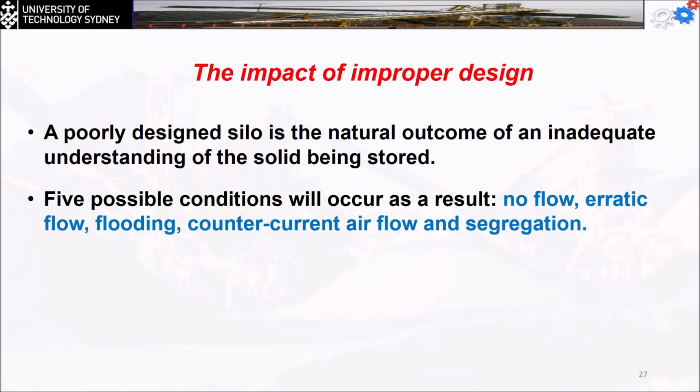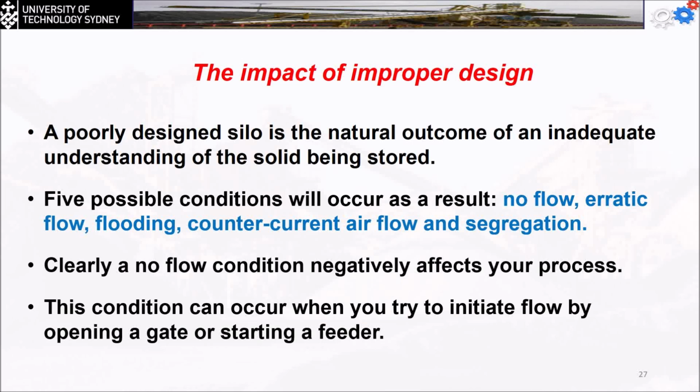First, we may have no flow. Second, we are going to have erratic flow. We may have flooding, counter-current airflow, and segregation. The segregation, the build-up of the material on the wall. The clearly no flow condition negatively affects your process. If the material is stuck in the bin, this will be a problem. Everything will stop and you have to make it flow.